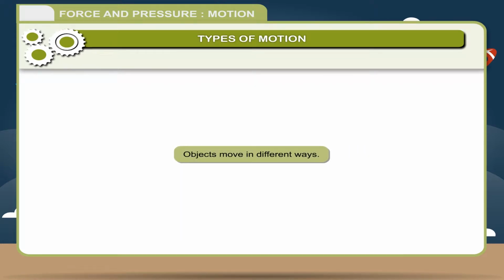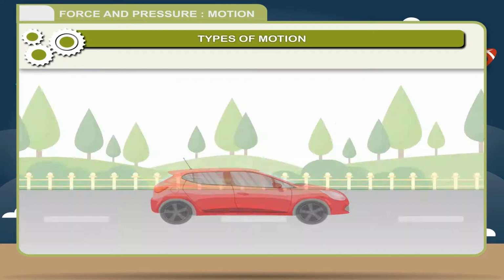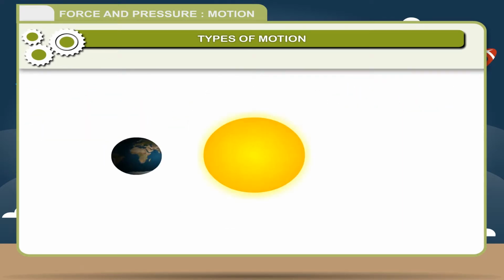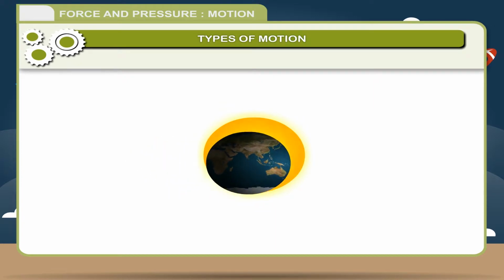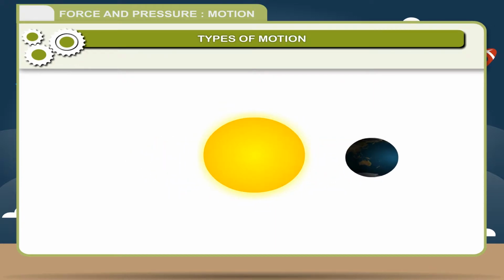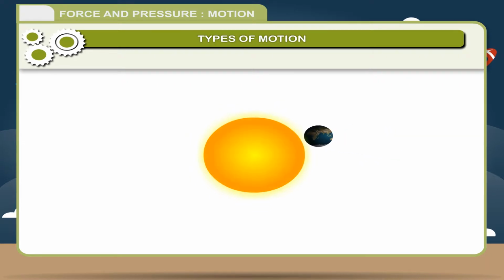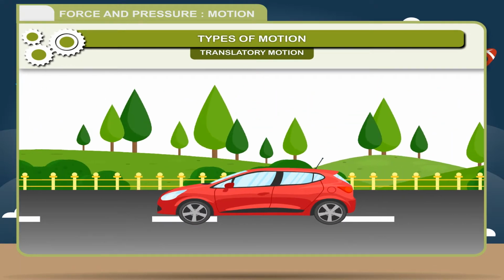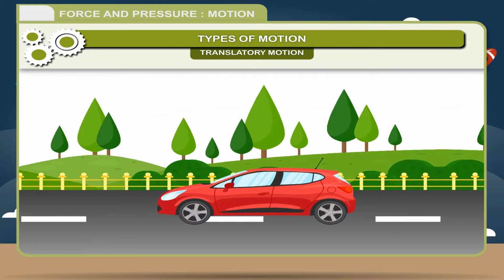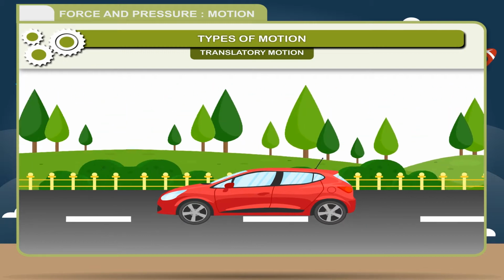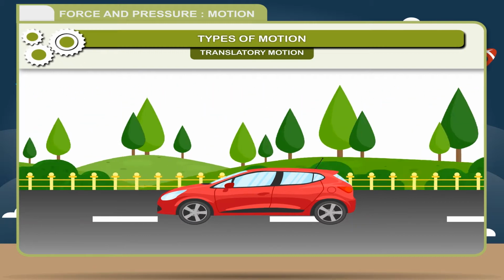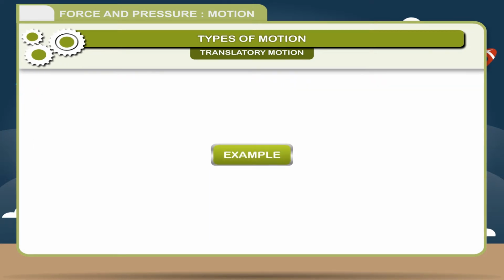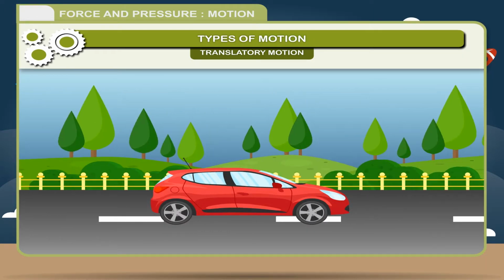Types of motion. Objects move in different ways. For example, a car moves in a straight line, a fan rotates at its place, and the earth revolves around the sun. Therefore, the motion can be classified into these categories. Translatory motion. When an object moves in such a way that every point of the object moves through the same distance in the same time, then the motion of the object is said to be translatory motion. Example, a car moving along a straight road.